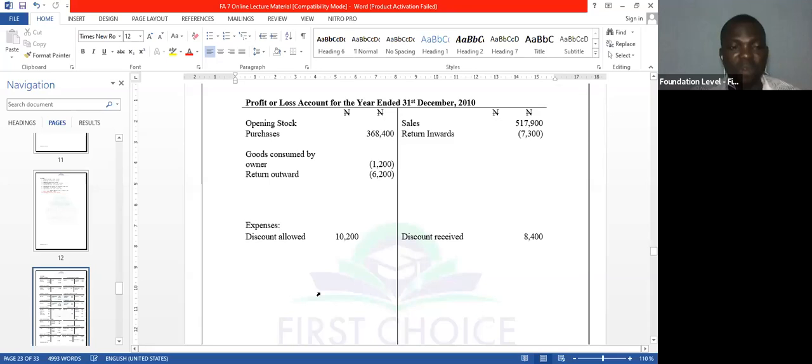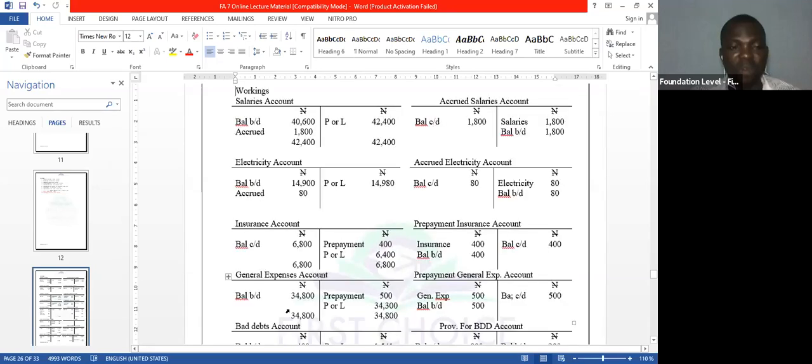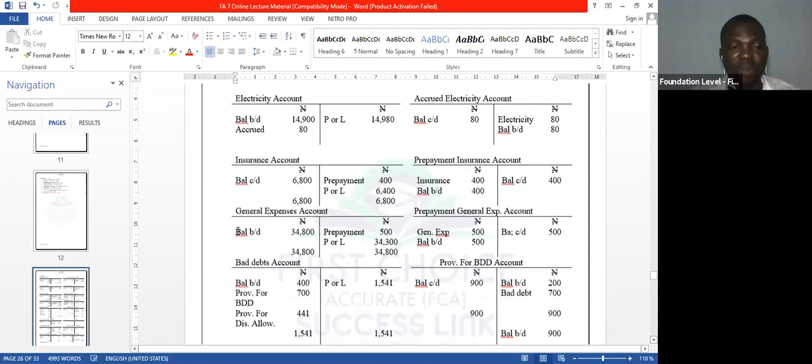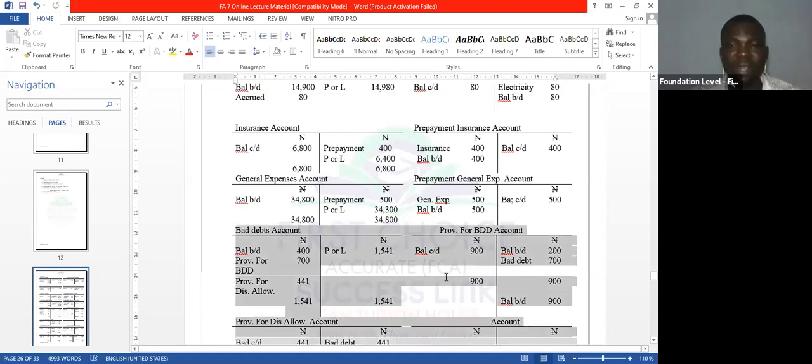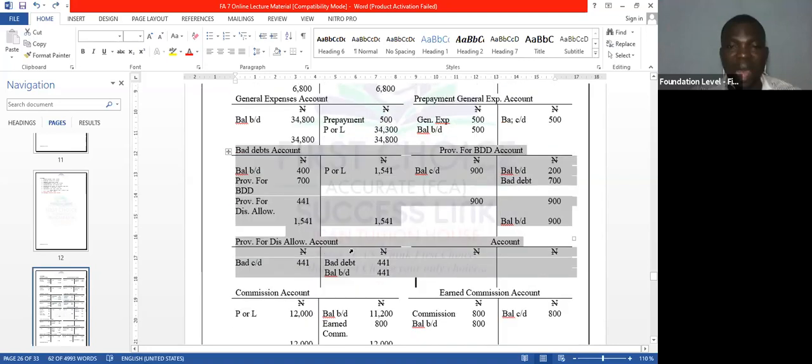On this part, we have three accounts that actually relate to that. We have the bad debt account, we have the provision for bad and doubtful debt, and we have the provision for discounts allowed. So usually, we can either put it on the statement of financial performance, or you can write everything down to your bad debt account. So it's the balance from your bad debt account that will now be reflected in your statement of financial performance.